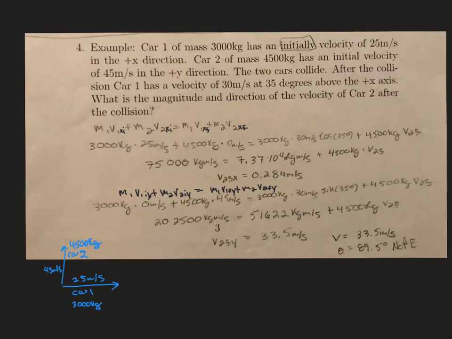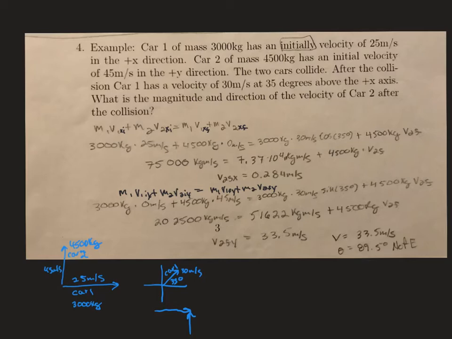And two cars collide. Now keep in mind the diagram I've just drawn in the lower left is how we do this for vector addition. Technically speaking, car 1 would be coming like this, and car 2 would be coming up like this, so they actually do collide. Alright, after the collision, we're told that car 1 has a velocity of 30 meters per second at 35 degrees above the positive x-axis. And we want to know what the magnitude and direction of the velocity of car 2 after the collision is.